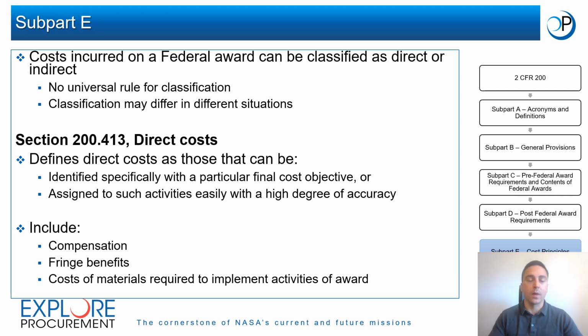Direct costs, according to 2 CFR Subpart E, Section 200.413, are those that can be specifically identified with a particular final cost objective, such as a federal award, or that can be directly assigned relatively easily to such activities with a high degree of accuracy. Typical direct costs include the compensation for employees who work on a specific award, their fringe benefits, and the cost of materials required to implement activities supported by the award.